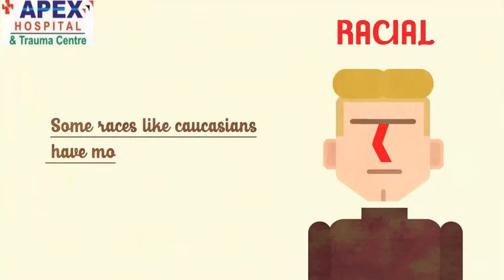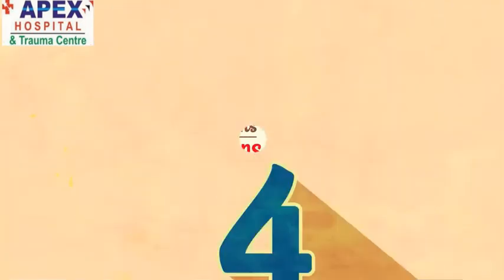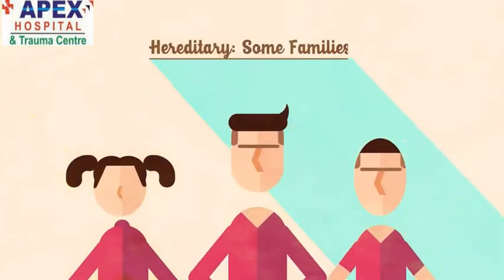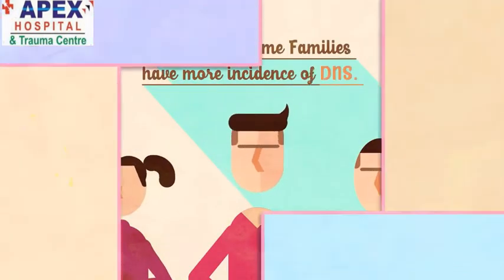Number 3 is racial. Some races like Caucasian have more incidence of DNS. Number 4 is hereditary. Some families have more incidence of DNS.